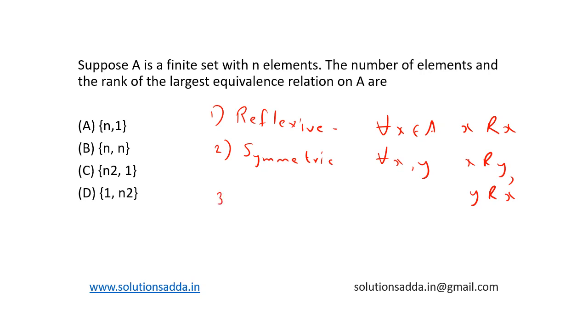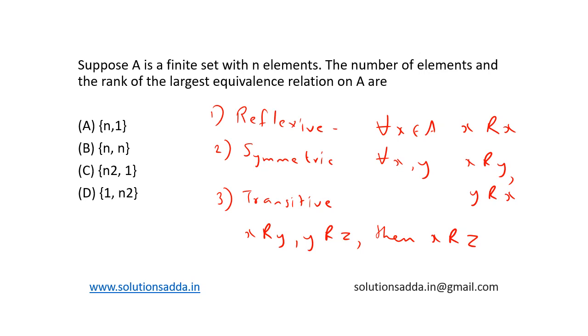Now third one is transitive. A relation R on a set A is said to be transitive if x is related to y and y is related to z, then x is related to z. This is said to be the transitive property.